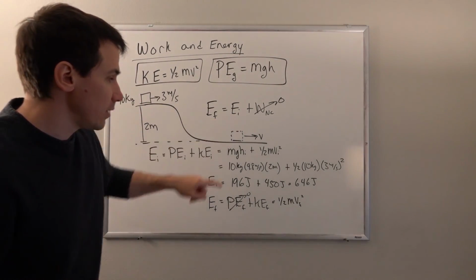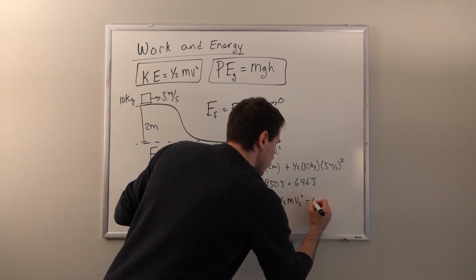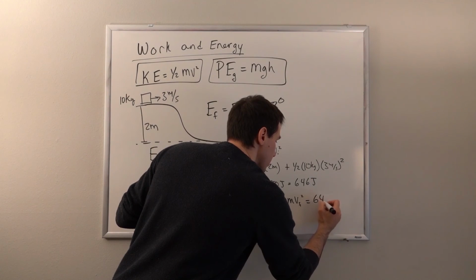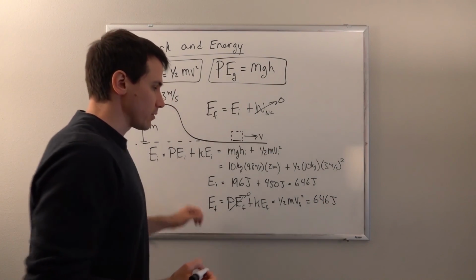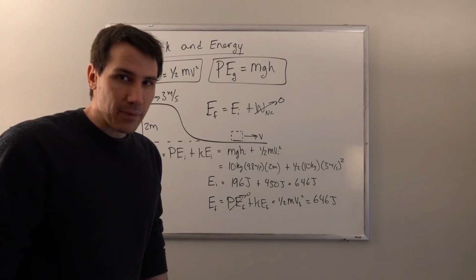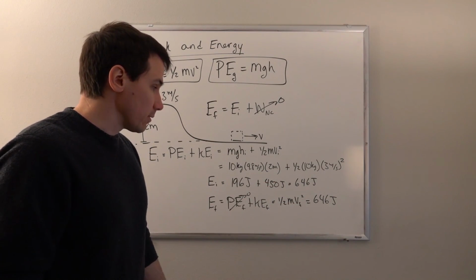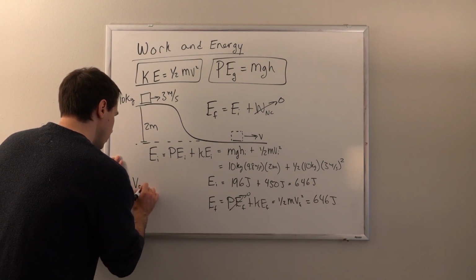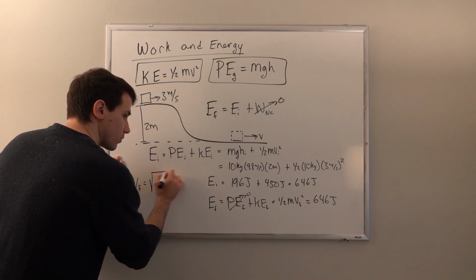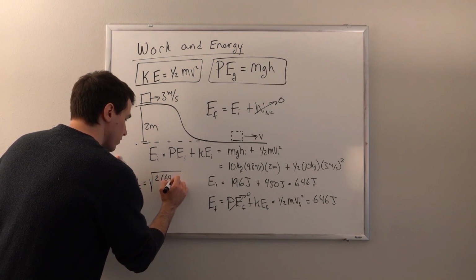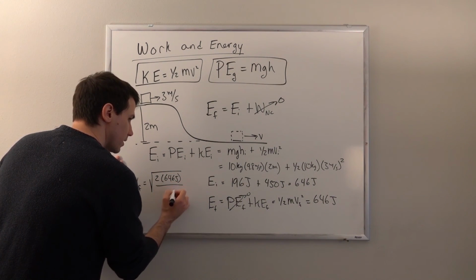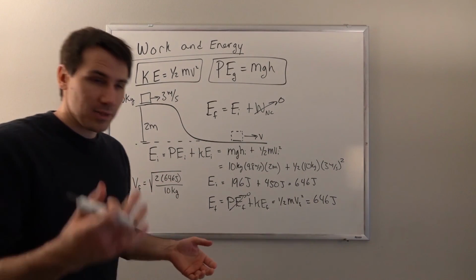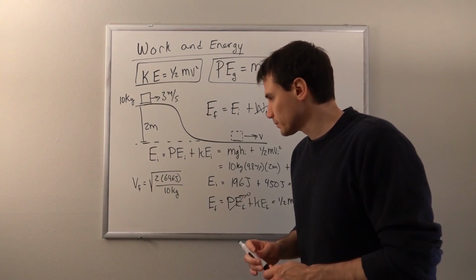And because E final equals E initial, this must equal 646 joules of energy. Now all I need to do is solve for v final, right? V final is going to be the square root of 2 times 646 joules divided by 10 kilograms, which is a value that you can get in your calculator.